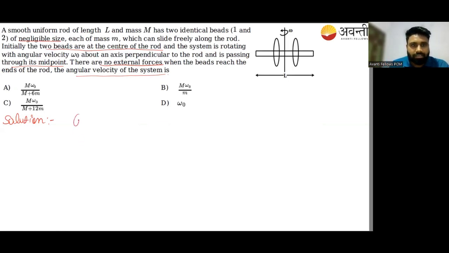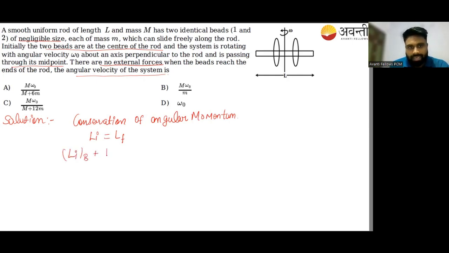So by conservation of angular momentum, L initial is equal to L final. L initial for beads plus L initial for rod equals L final for beads plus L final for rod.